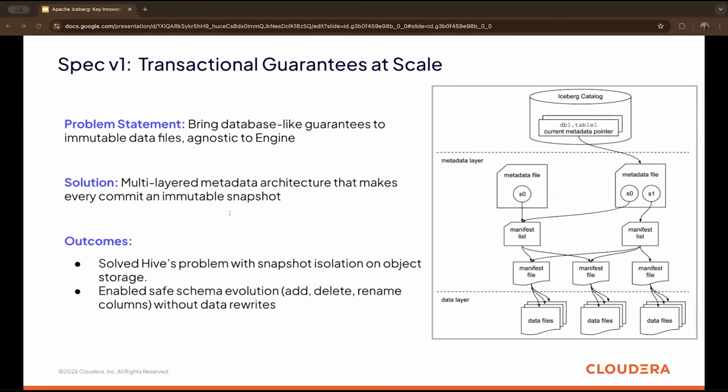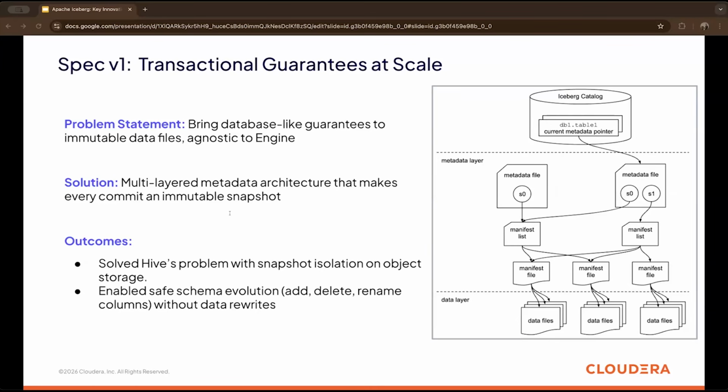Spec V1 also brought in things like schema evolution. So columns can be added, renamed, or deleted as you like without rewriting your existing data files. That's the important part. Like I said, the decoupling of the logical and the physical schema helps a lot with that, because you're talking to the metadata now and you're not really talking with the data files themselves directly.